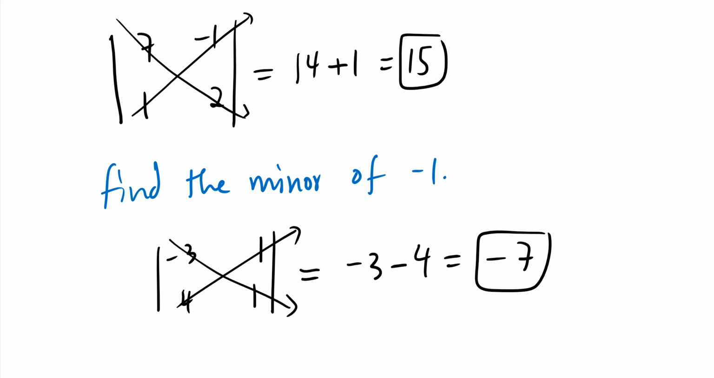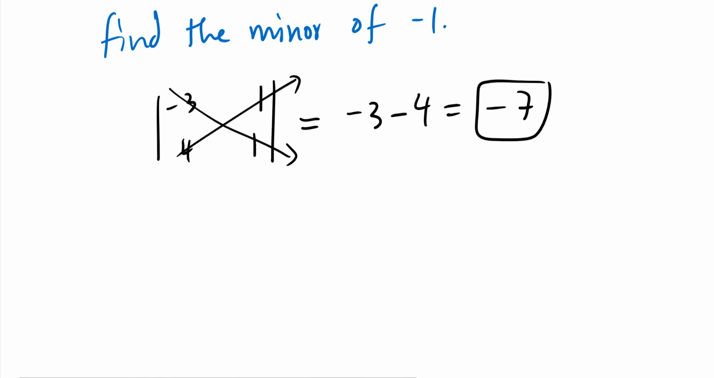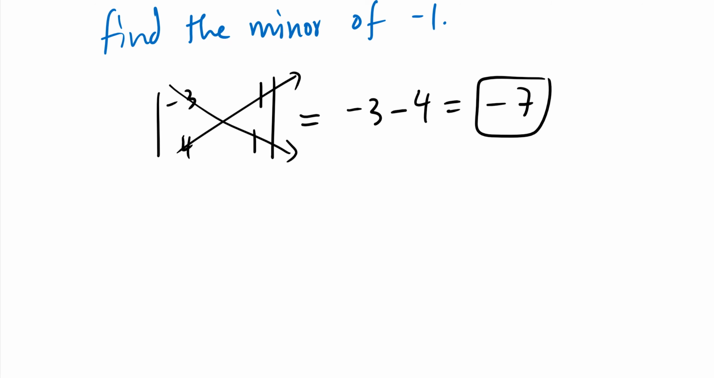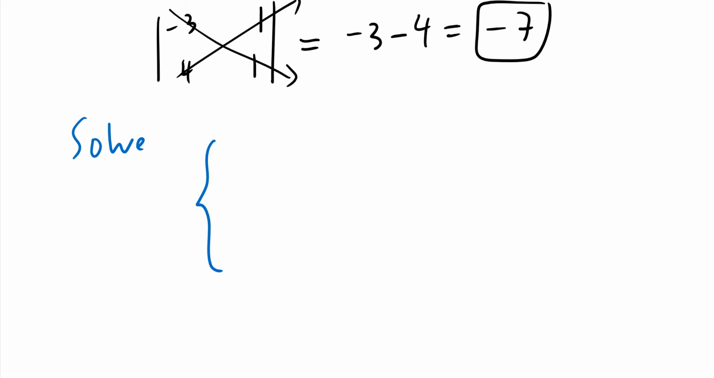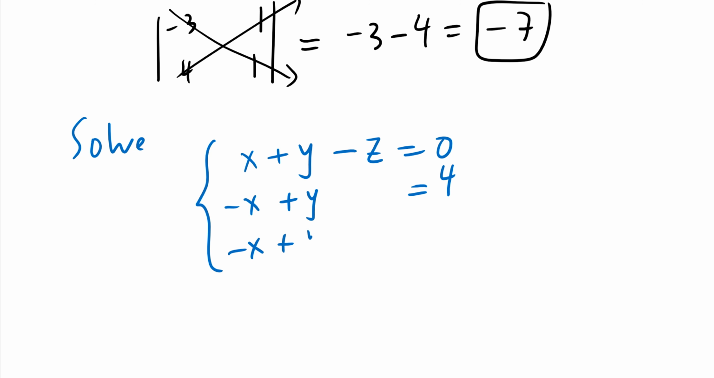Now, does Cramer's rule work for a system of 3 by 3? Yes, it does. It works for higher, not just 2 equations. It could be 3 equations, 4 equations. So if we are asked to solve a system of 3 equations, such as this one, x plus y minus z equals 0, -x plus y equals 4, -x plus y plus z equals 10. Solve this using Cramer's rule.